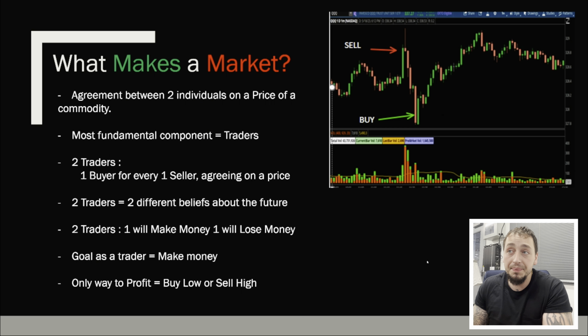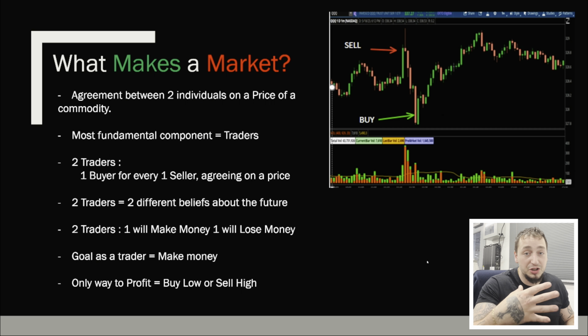What makes a market? A market is nothing other than two individuals agreeing on a price of a commodity. So the most fundamental component that goes into this market is the trader, which is me, which is you. I don't care if it's a trading bot, algorithm, whatever is buying and selling. That is the only thing that moves the market. So two traders, one buyer for every seller, agreeing on price. That is what goes into every trade. If I'm buying, someone needs to be selling. If someone's selling, someone needs to be buying. This is what creates price action.